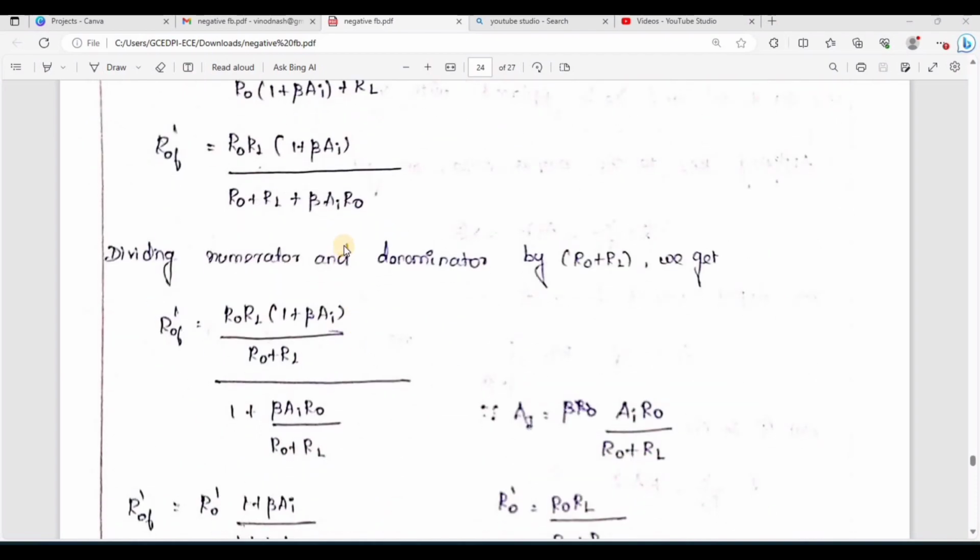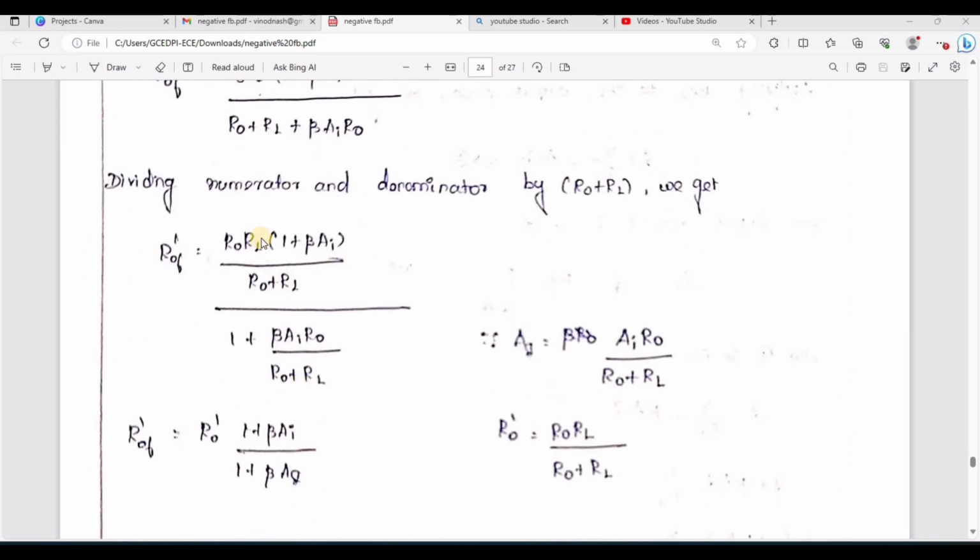Then you divide the whole term by R naught RL, and this will cancel out. You will get 1 plus beta AI R naught divided by R naught plus RL. This whole term I can write as R naught dash. So R naught dash into 1 plus beta AI divided by 1 plus beta. This whole term is nothing but capital AI.